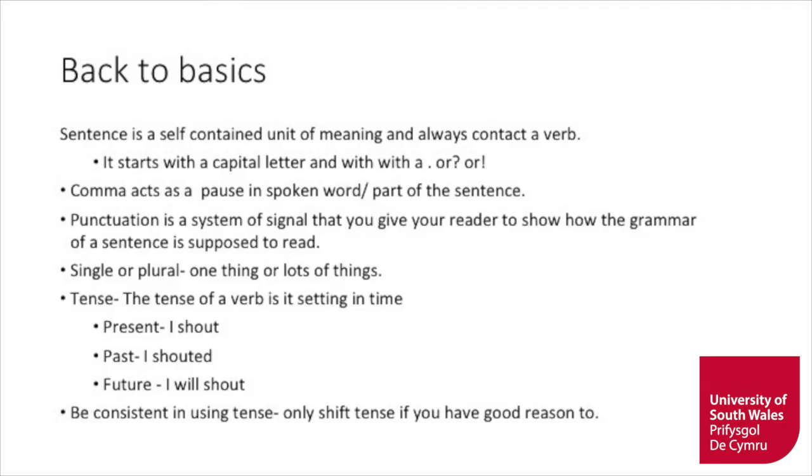So I previously mentioned sentences. A sentence is a self-contained unit of meaning and it always contains a verb. It starts with a capital letter and ends with a full stop, question mark or exclamation mark. Commas. Commas act as a pause in the spoken part of a sentence. So this is where, if you're reading a sentence out loud to yourself and you're struggling to take breath, you need to implement a comma. Punctuation is a system of signals that shows you, the reader, how the grammar of the sentence is supposed to be read. So we've got single or plural, so maybe looking at one thing or lots of things.